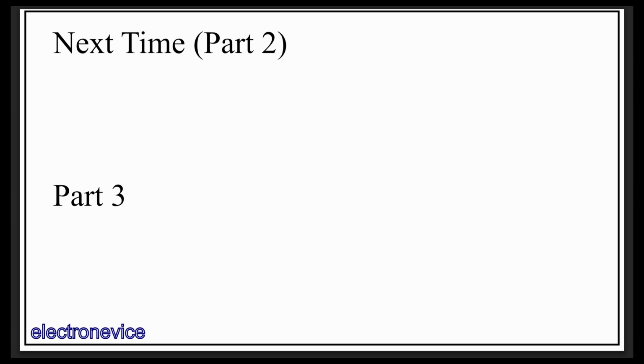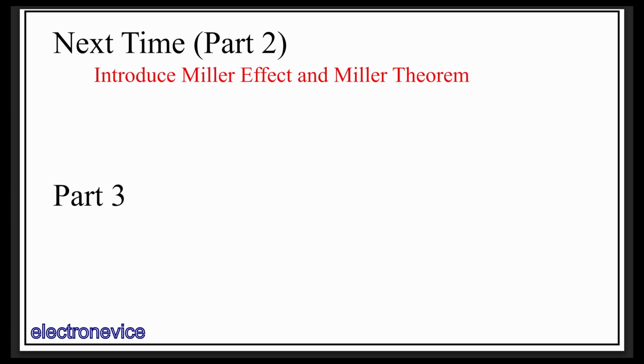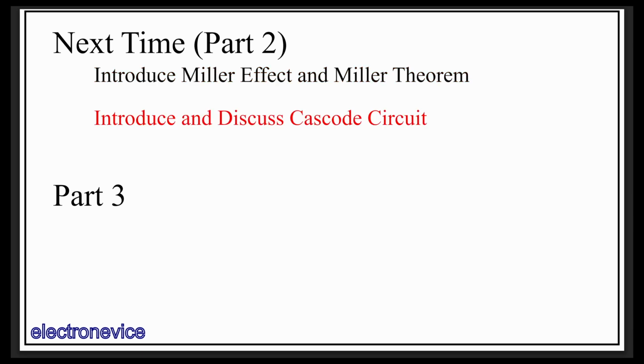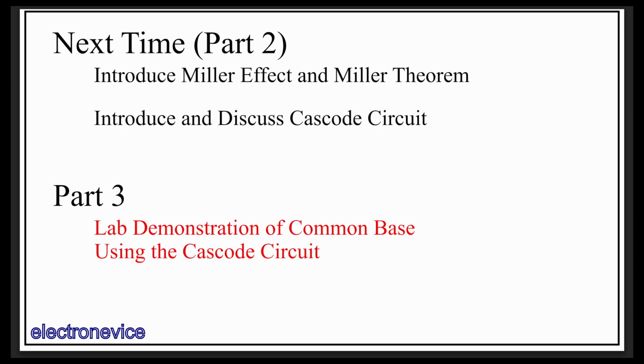In Part 2, we'll discuss the Miller effect, which is a generally undesirable aspect of amplifier circuits, and how we can use the common base to mitigate the Miller effect in common emitter circuits using a two-transistor amplifier circuit called the cascode amplifier. And in Part 3, we'll do a lab demonstration of the common base by demonstrating a common emitter amplifier, then showing how adding a common base to the circuit to create a cascode amplifier provides some improvements beyond the common emitter alone.